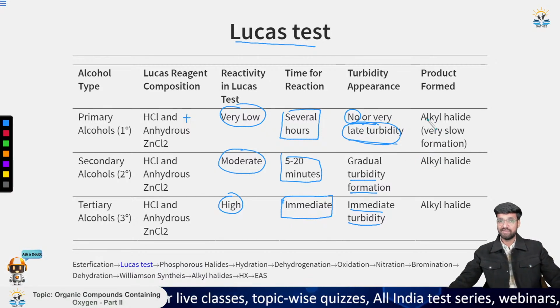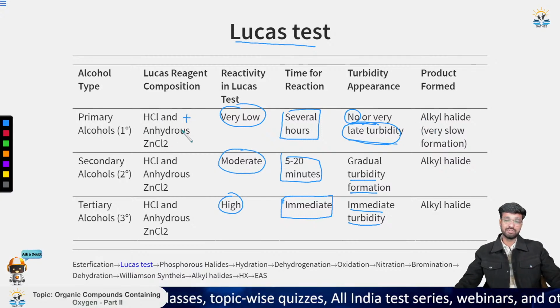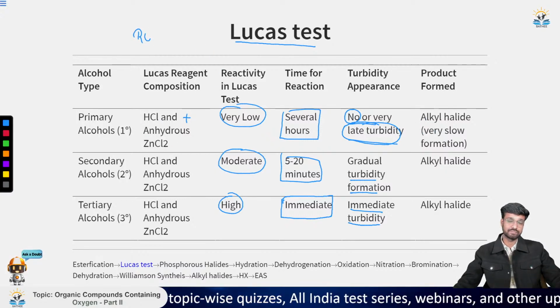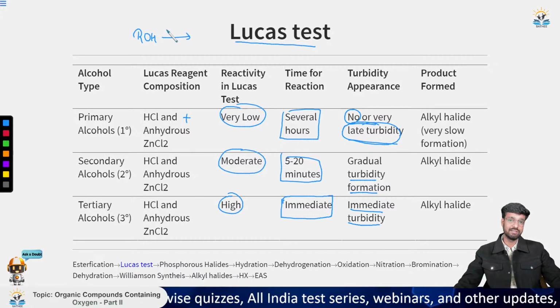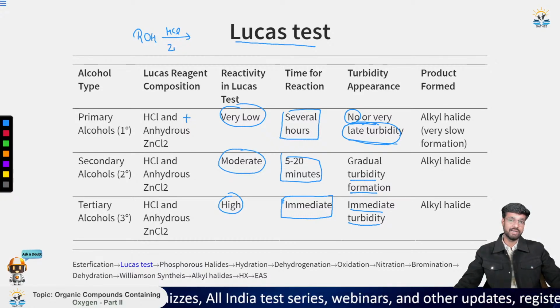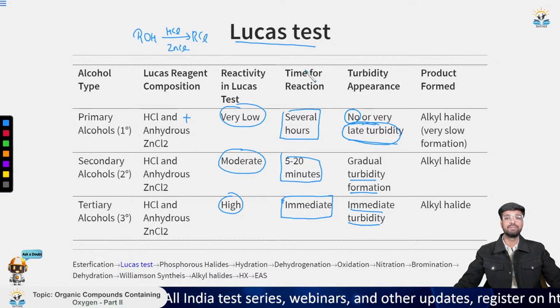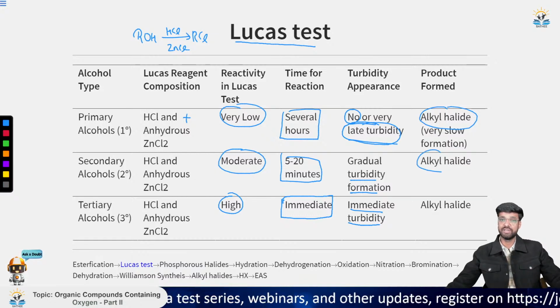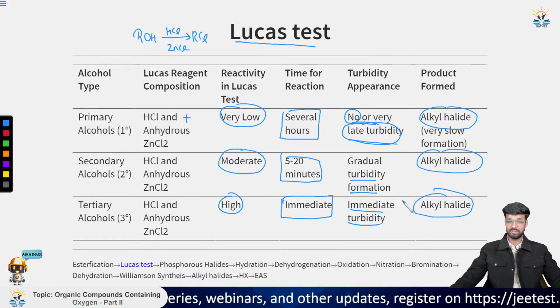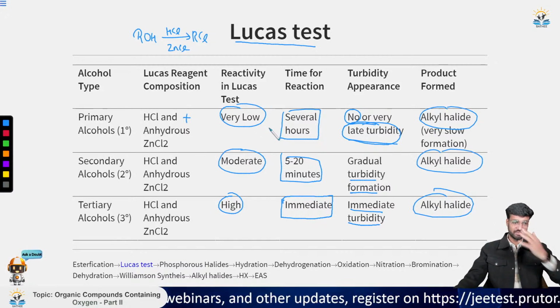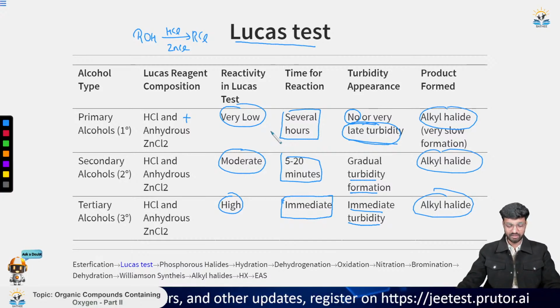And what is the product that is formed upon the reaction? Suppose you have ROH, and you react it with HCl plus ZnCl2, so it will give you RCl. So alkyl halide is formed in each of these reactions. So this is the Lucas test that we use for the identification of the degree of alcohol.